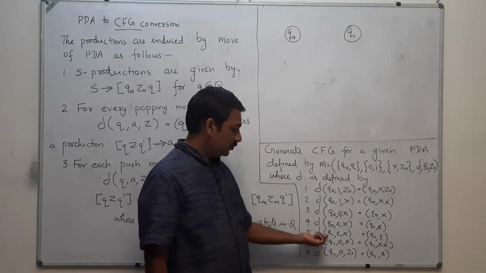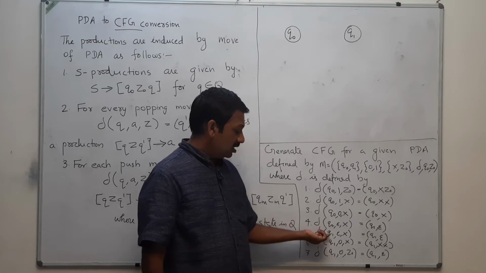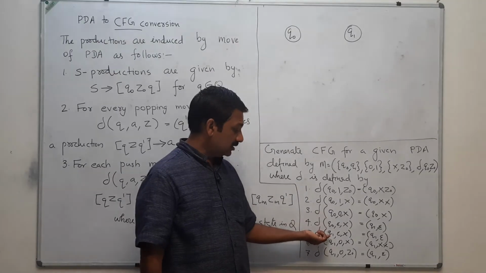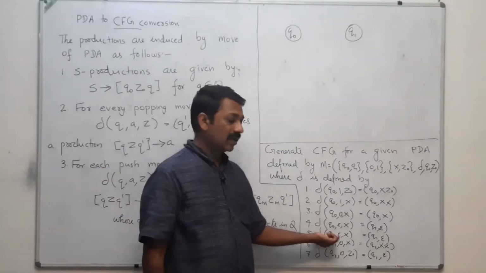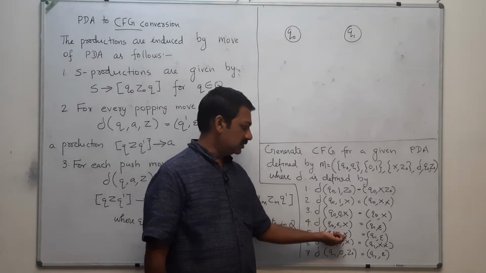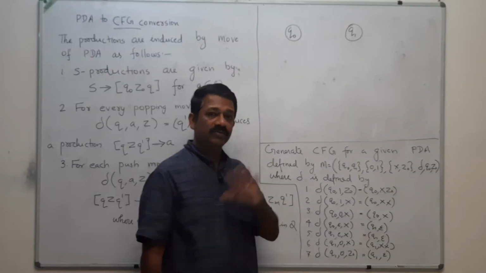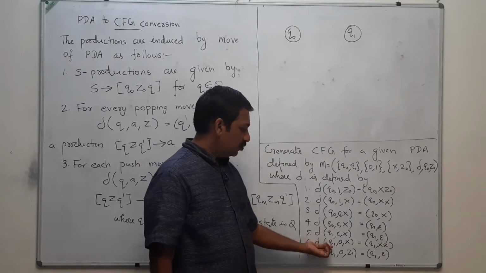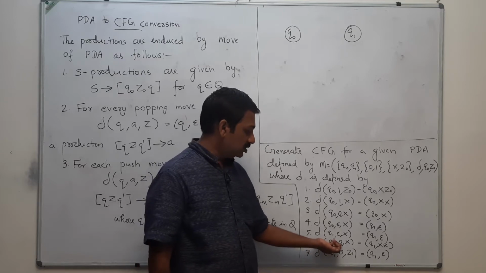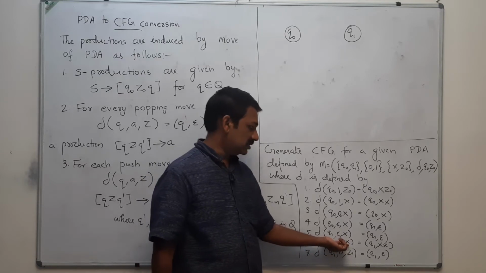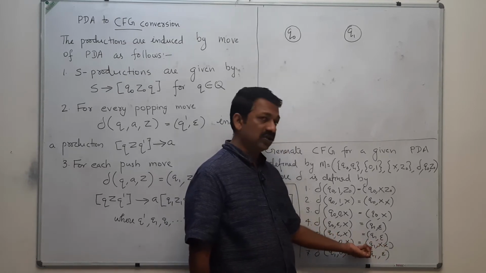Now delta of Q1, epsilon, X equal to Q1, epsilon means if the current state is Q1, without reading any input, and the top of the stack is X, it will switch to state Q1 and pop this X from the stack. And now Q1, 0, X: if the current state is Q1, the current input symbol is 0, and the top of the stack is X, it will push X onto the stack and stay in the same state.